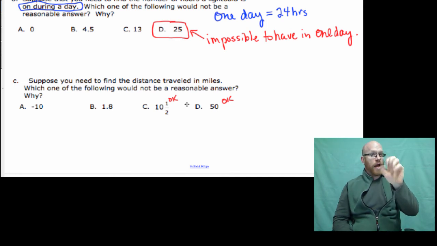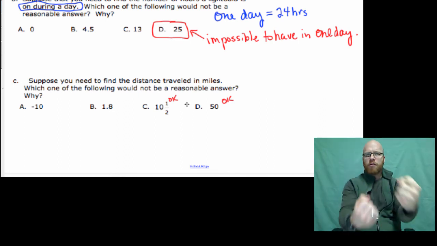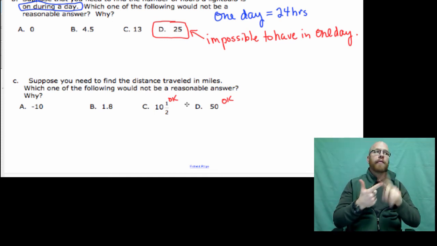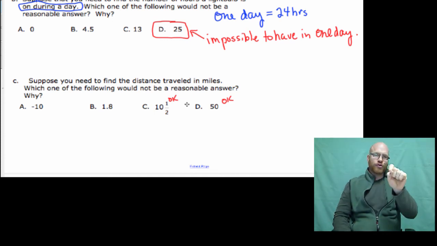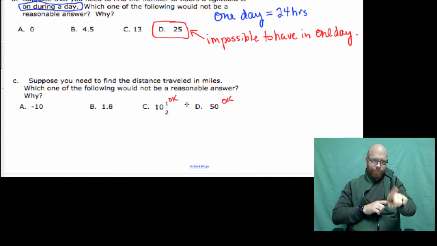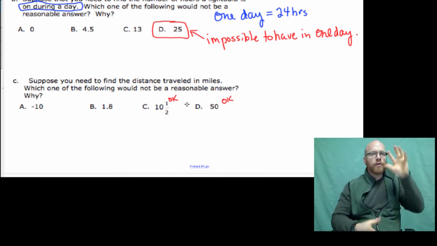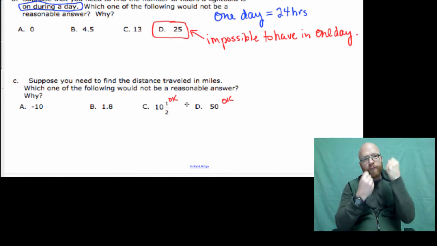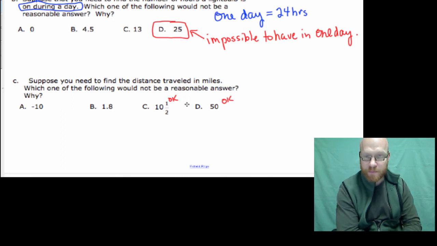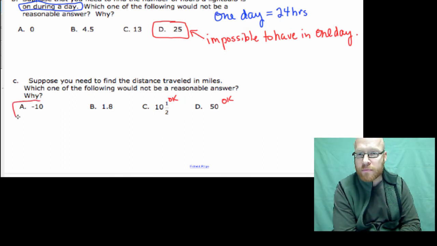Now A, -10. We're talking about traveling, and distance driven or traveled. We don't discuss traveling in negative miles. Now I know in football or other sports you may talk about negative yards from the line of scrimmage. You lost 5 yards, it's negative 5 yards. But we're traveling, so driving back and forth, flying back and forth, or whatnot, we don't use negative in that term. So that answer would be unreasonable.